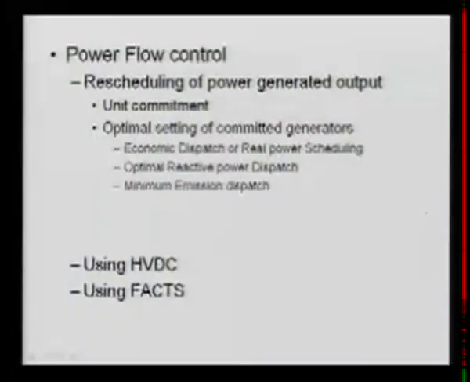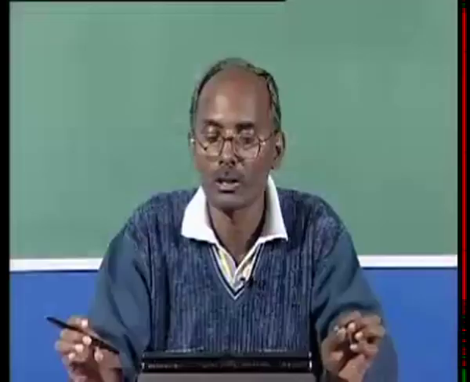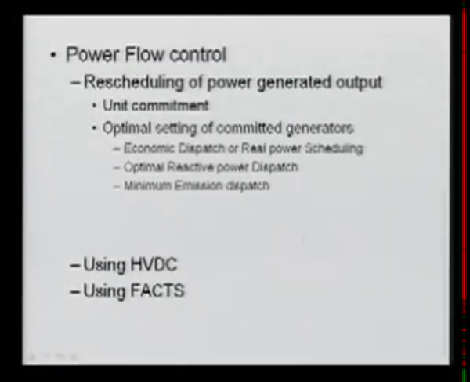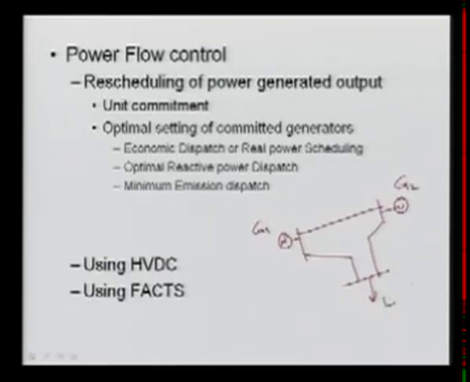Now, let us come to the power flow control. It is decided that you have the load and various generating stations. Now, in the complete system, what happens here? Let us suppose, for example, a simple example. Let us suppose this is your generator. Here we have a transmission line, we have another generator here, and we have the load. This is your generator G1, this is your generator G2, and this is your load. So, let us see this example where we have two generators and one load.